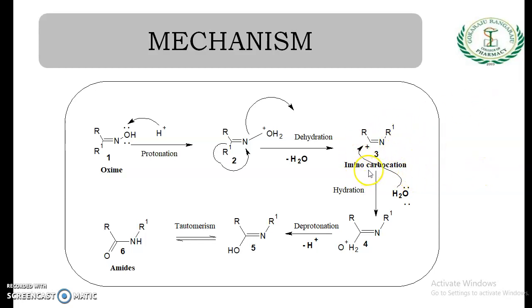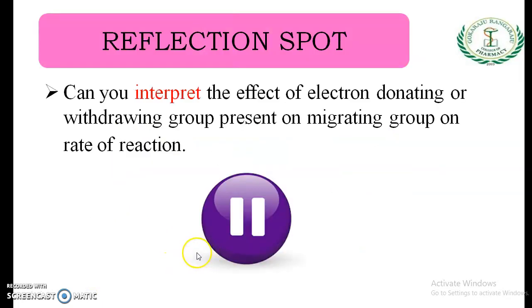The iminocarbocation formed further undergoes hydration, resulting in formation of an intermediate. This intermediate undergoes deprotonation, that is from the protonated water molecule one of the protons is lost, resulting in formation of intermediate 5, and this on tautomerism results in formation of an amide. So you can see here the Beckmann's rearrangement, where an oxime, that is an N-hydroxyl group, is converted into an amide group, that is an N-substituted amide group. Such types of reactions are known as Beckmann's rearrangement reactions.